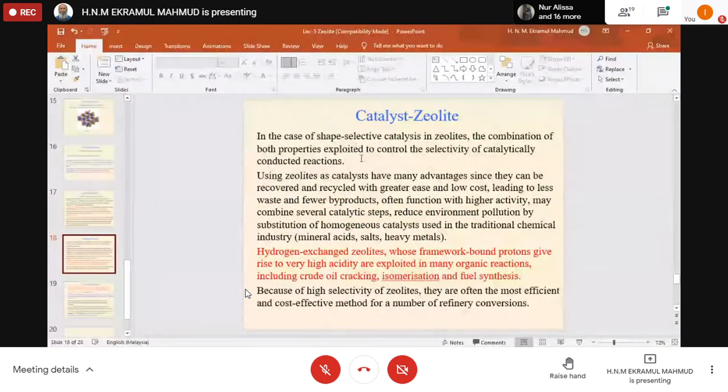So in case of shape selective catalyst in zeolites, the combination of both properties is exploited to control the selectivity of catalytically conducted reactions. Using zeolites as catalysts has many advantages, since they can be recovered and recycled. It's very important to see whether your catalyst can be regenerated or not. Recovered means regenerated or recycled. It can be used again with greater ease and low cost.